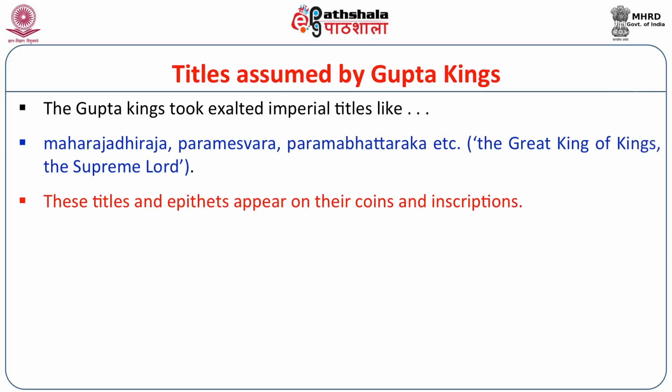The Gupta kings took exalted imperial titles like Maharaja Dhiraja, Parameshwara, Paramabhattaraka. What are the meanings? Maharaja Dhiraja obviously means the great king of kings, the supreme lord. The Parameshwara, the Paramabhattaraka, all these are very high sounding, very exalted titles. So these were assumed by the Gupta kings.